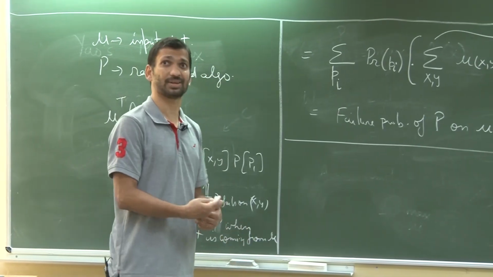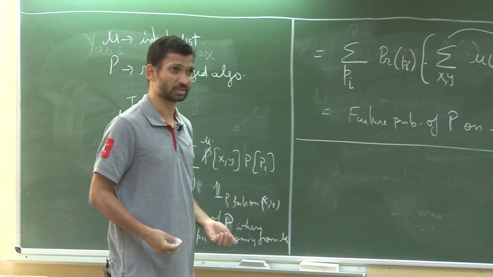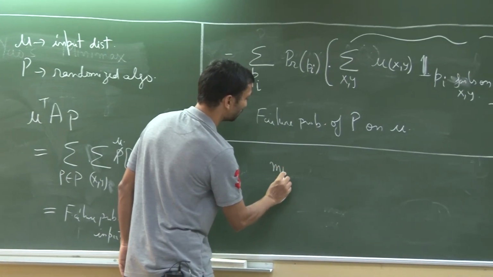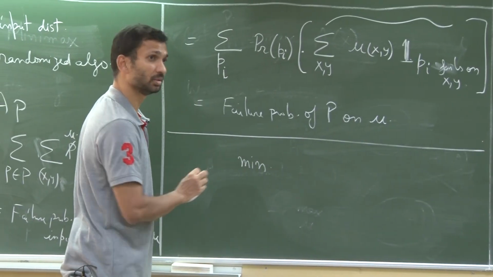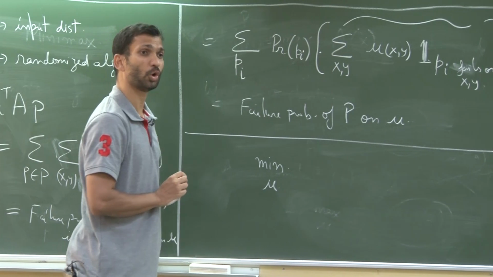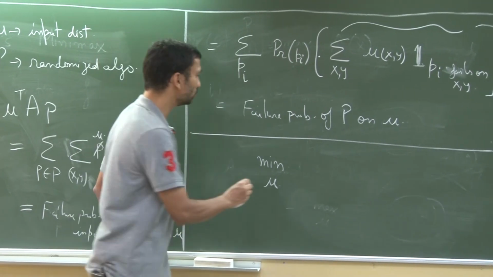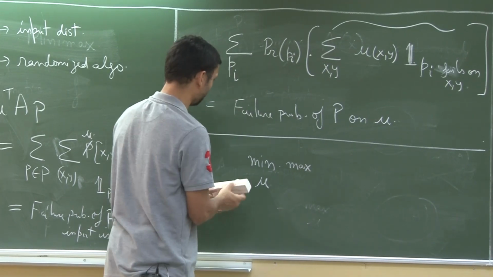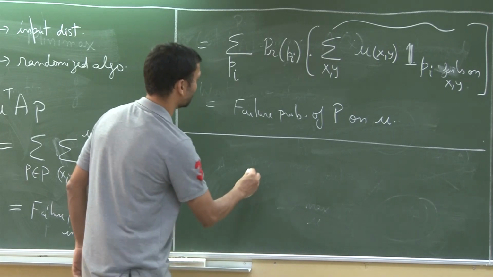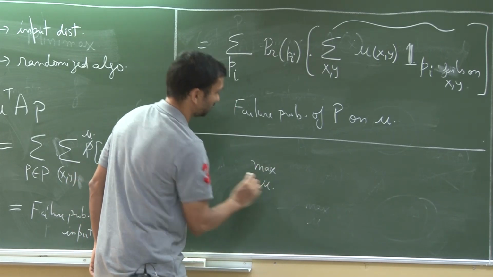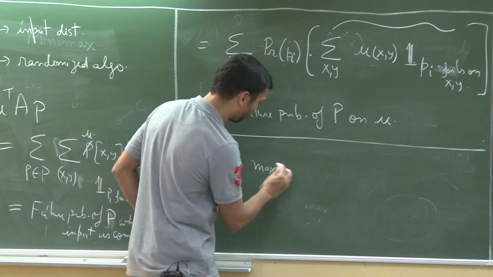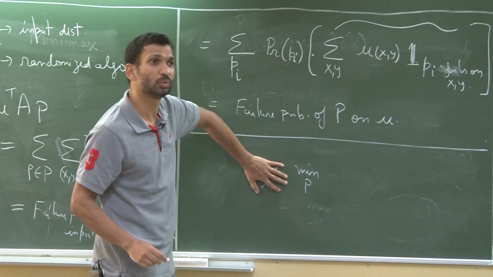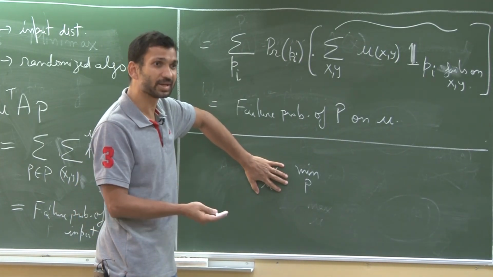Now, knowing this, let's write down the average case complexity. What do we want to do? We want to minimize over all possible mu, sorry, I want to maximize over mu, or forget it, think about this: minimize over all possible protocols. If I fix mu, I want to minimize the error probability.